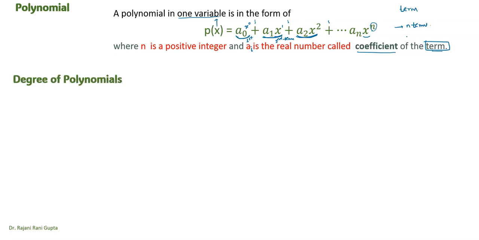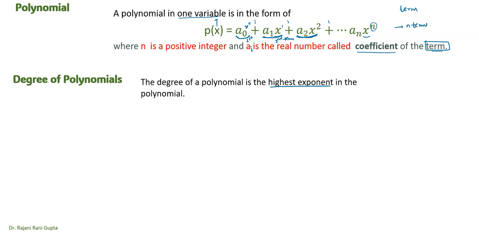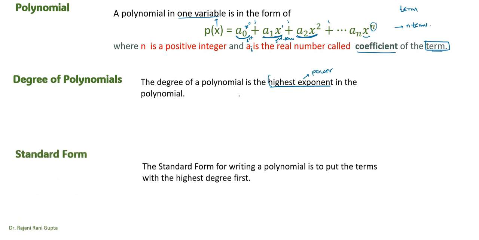Now, moving to the next concept, that is the degree of the polynomial. The degree is defined as the highest exponent in the polynomial. Highest exponent means highest power of the variable. Like here, the variable is x. So the highest power of x that appears in the polynomial is called the degree.